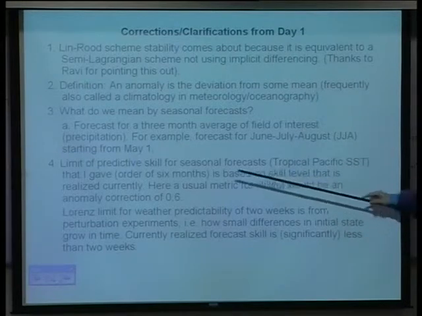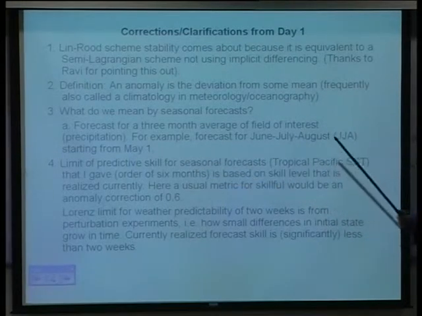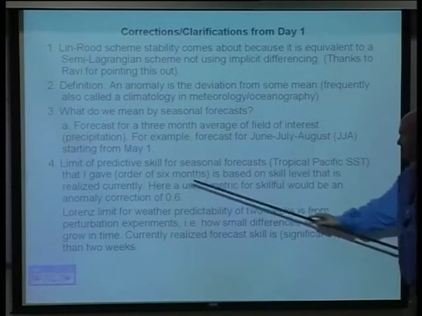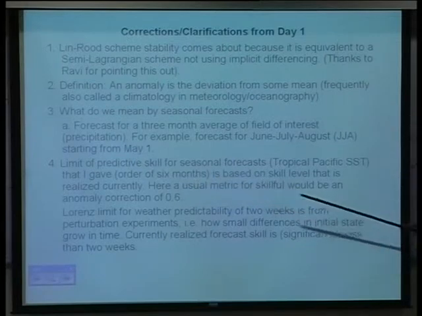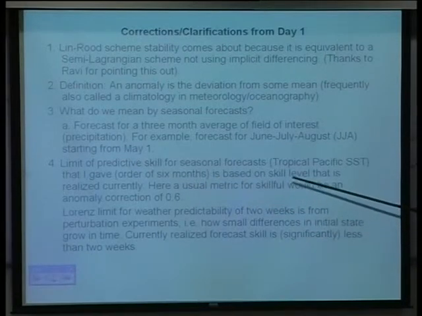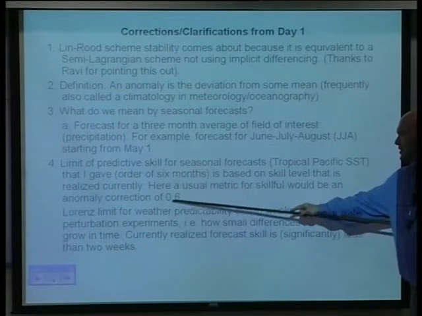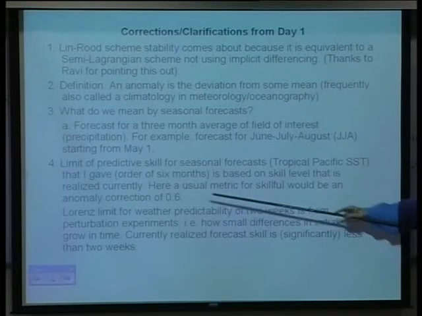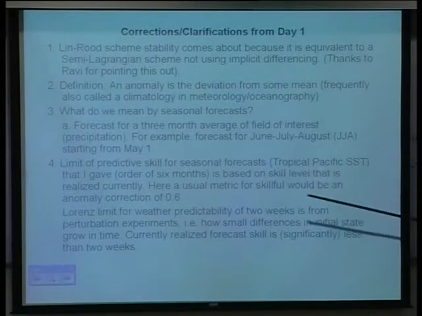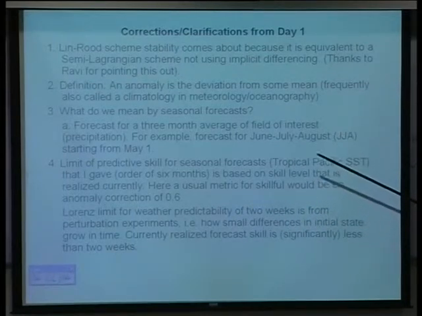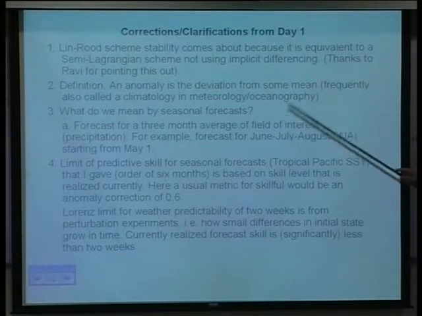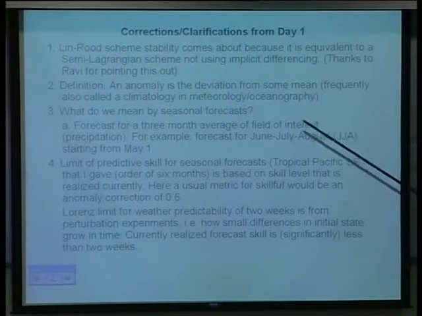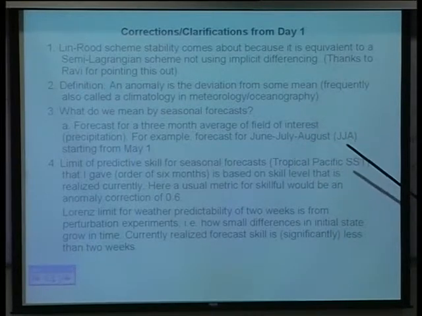So someone asked a question about the limit of predictive skill for seasonal forecast, and the answer that I had given for the Tropical Pacific SST was on the order of 6 months. I was basing that on the skill level that's currently used, and a common metric that's used is an anomaly correlation of around 0.6. It turns out that when we look at things like SST forecast, we usually look at that in a deterministic way to evaluate the skill in the field. When you look at things like near surface air temperature and precipitation, usually you're looking at that in a probabilistic sense.